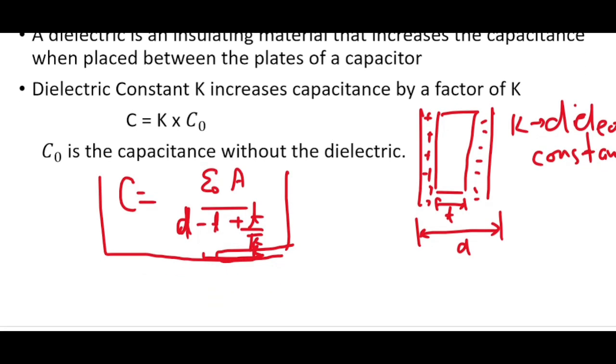Now, the simple concept says the dielectric constant K increases the capacitance by a factor of K. If a dielectric is inserted in the capacitor, the capacitance increases: C is equal to K C naught.